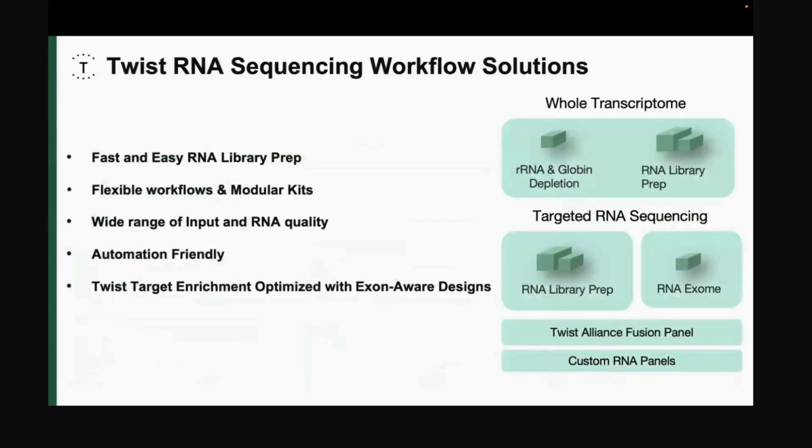Twist RNA sequencing workflow solution. As I mentioned previously, Twist Bioscience provides a whole transcriptome solution and a targeted RNA sequencing solution, which rely on fast and easy RNA library prep reagents, flexible workflows, and modular kits. It can also work with a wide range of input and RNA quality, and is very automation friendly. We already have scripts for different automation platforms for RNA library prep. Also, we are working on developing Twist targeted enrichment optimized with exon-aware design.